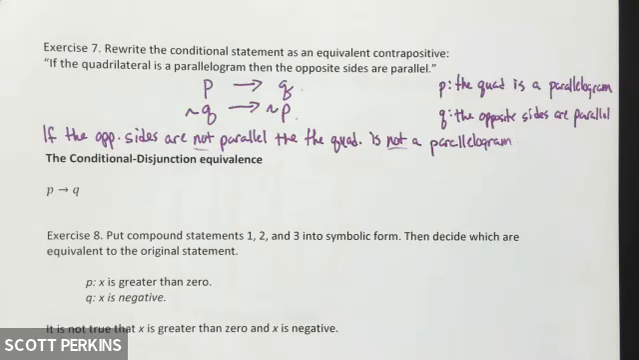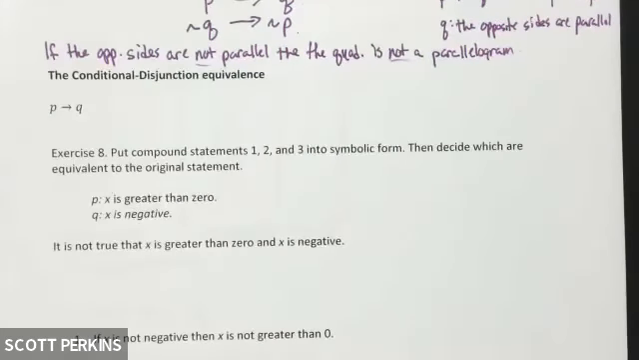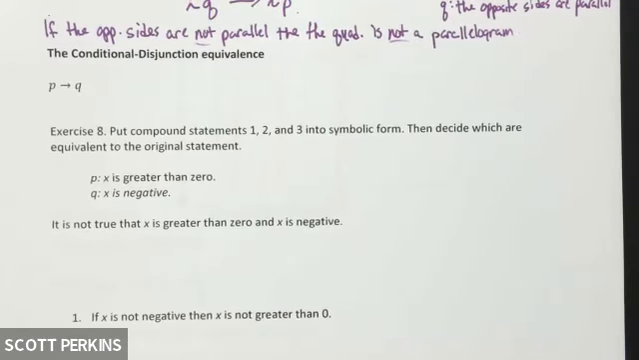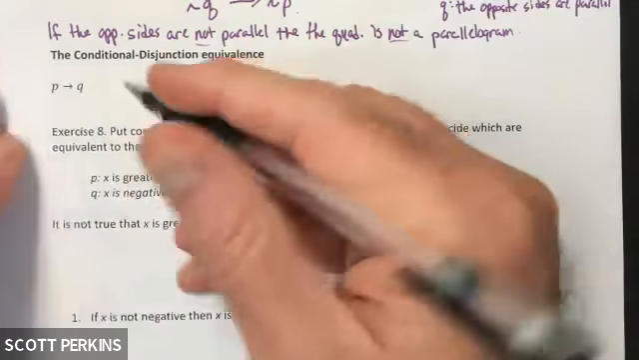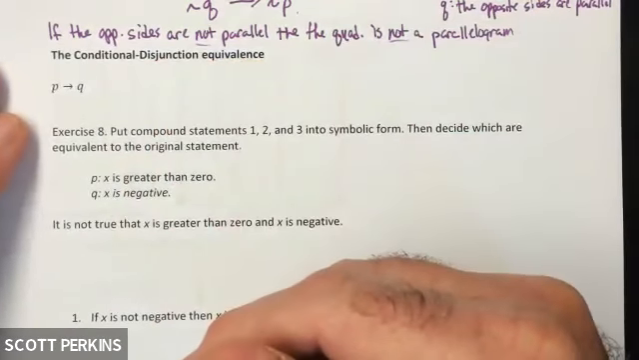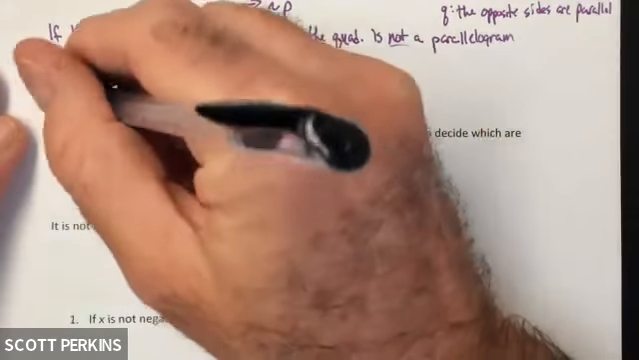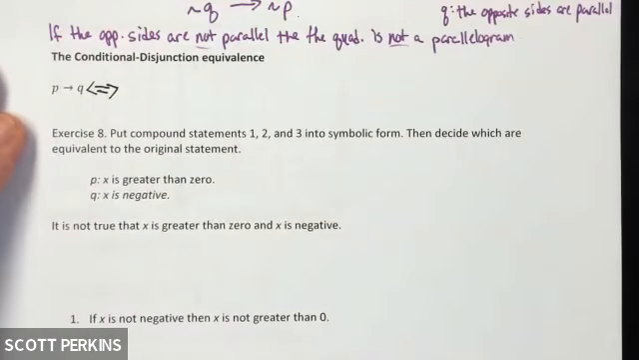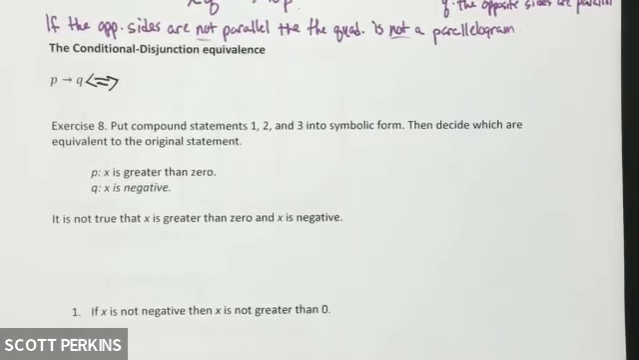There's one other equivalence that you don't have to worry about proving to me. The conditional statement is actually equivalent to a form of the disjunction. It doesn't get a clever, fun name. It's just called the conditional disjunction equivalence. You don't have to remember that. But here's what you can remember, that if P, then Q is equivalent to the following thing.